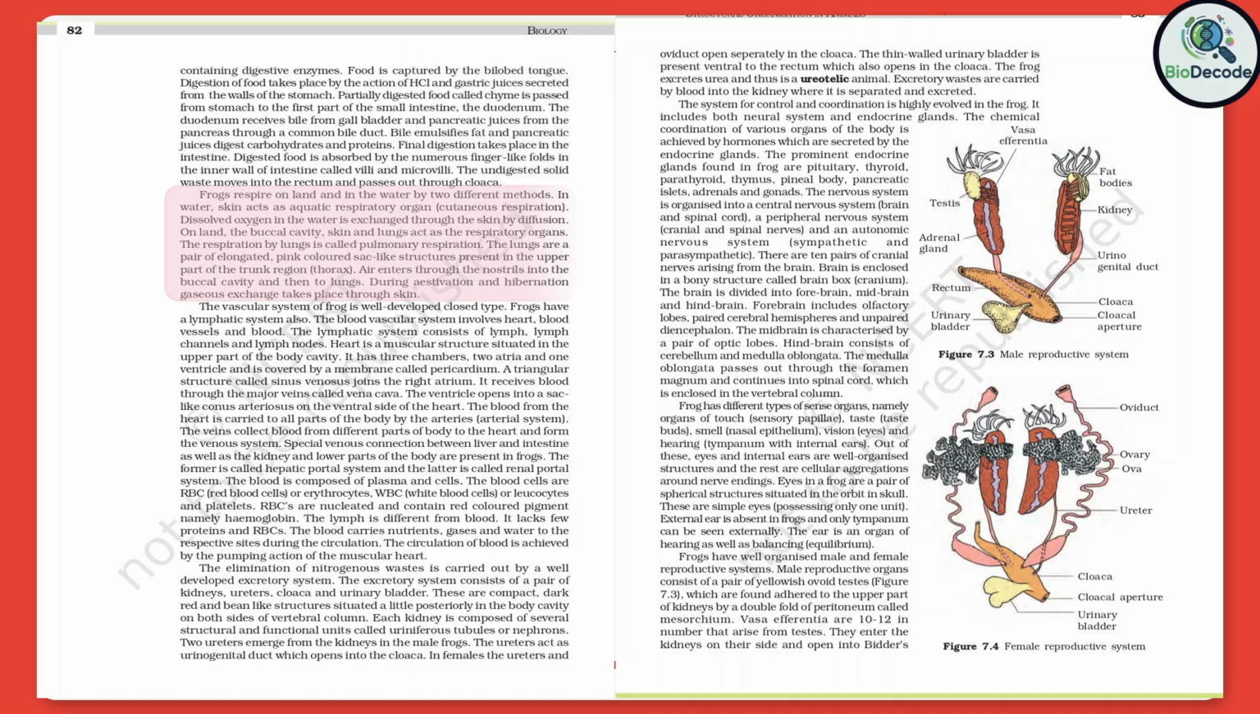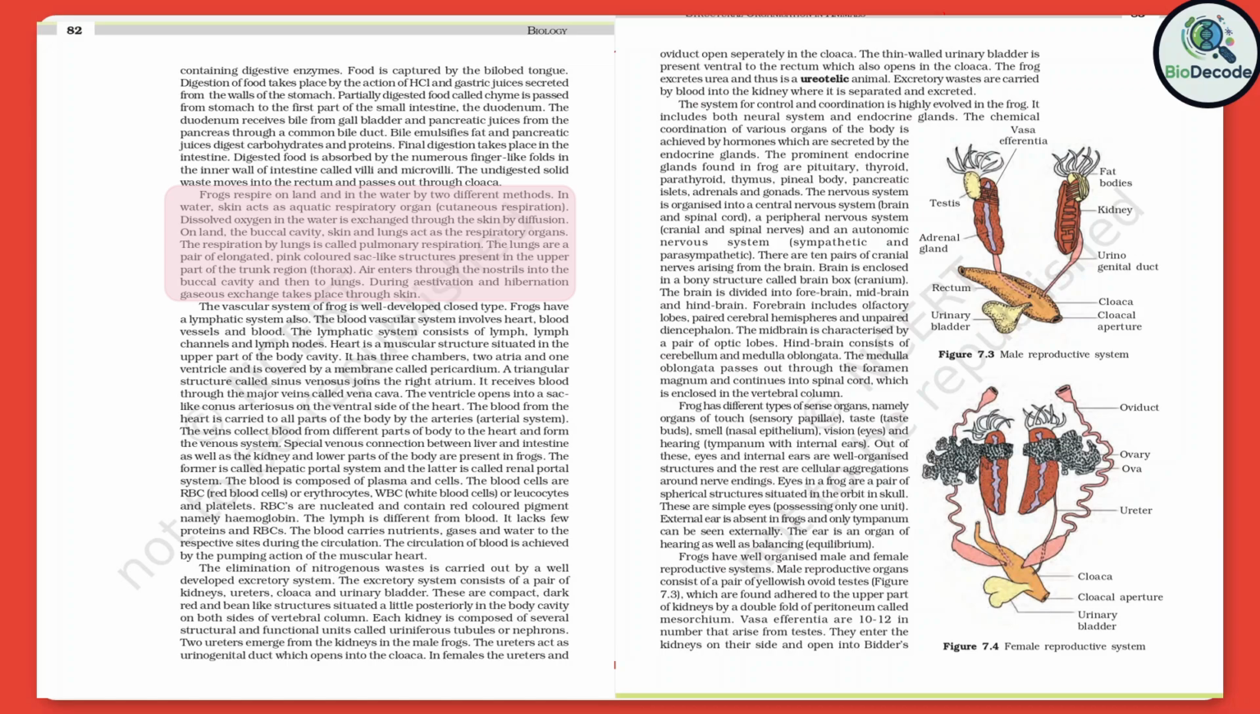Frogs respire on land and in the water by 2 different methods. In water, skin acts as the aquatic respiratory organ, called cutaneous respiration. Dissolved oxygen in the water is exchanged through the skin by diffusion. On land, the buccal cavity, skin, and lungs act as the respiratory organs. The respiration by lungs is called pulmonary respiration.